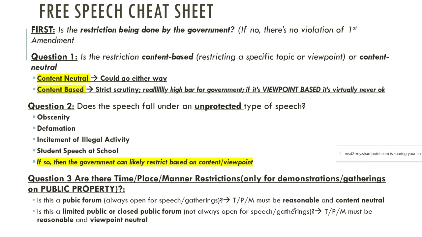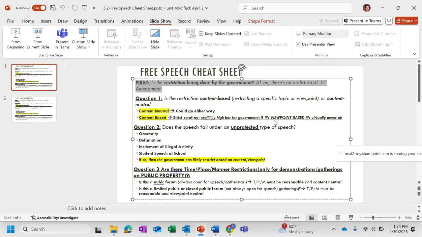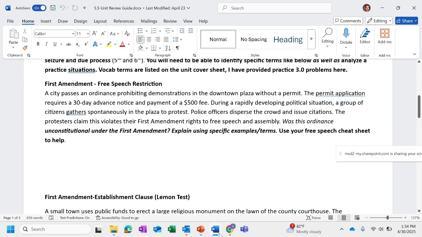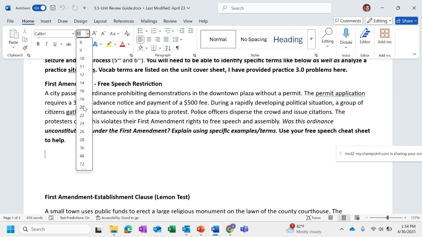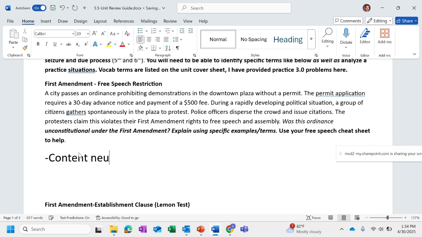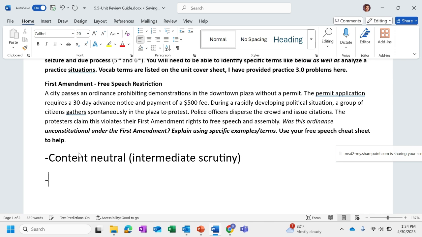The next question is, is it reasonable? Are these reasonable time, place, and manner restrictions? This is kind of what it hinges on, and this is where it's up to interpretation. Sometimes there's not a right answer. This isn't a real Supreme Court case. So we do say it's content neutral. So that requires intermediate scrutiny generally. It is not an unprotected type of speech.